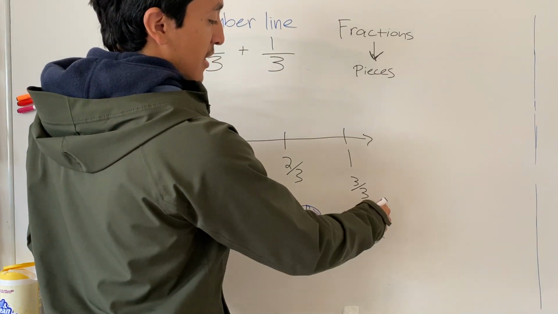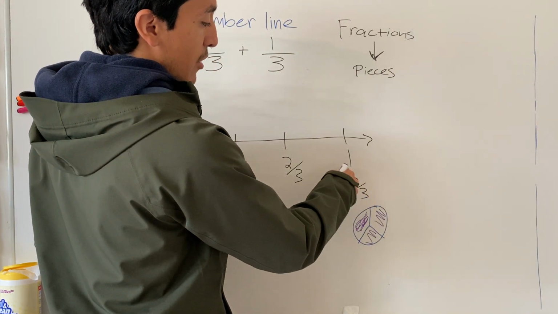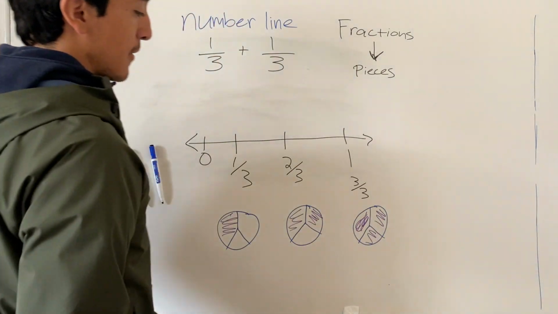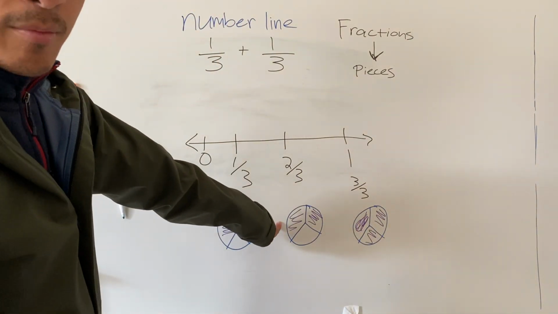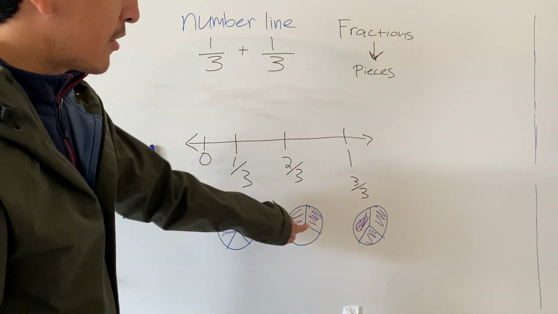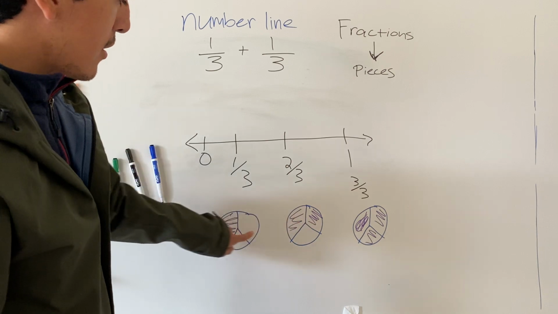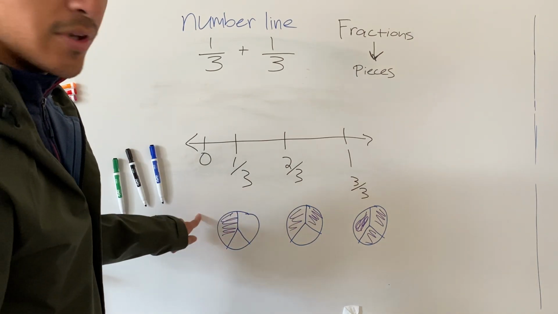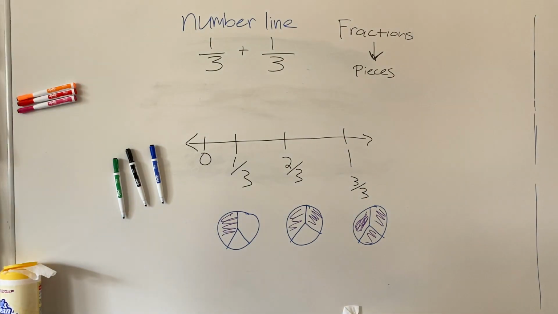And look, all of it is shaded in, therefore it is one whole. 3 over 3 is one whole. All of these pieces are shaded in. Right here, it is not a full number yet. It is 2/3. 2 pieces are filled in instead of the whole 3. On this one, only 1 piece is filled in. The whole thing is not filled in. Okay? So let's go back with our number line.